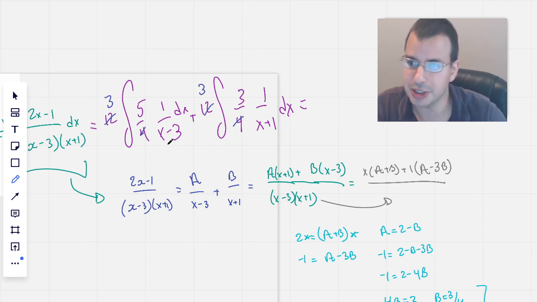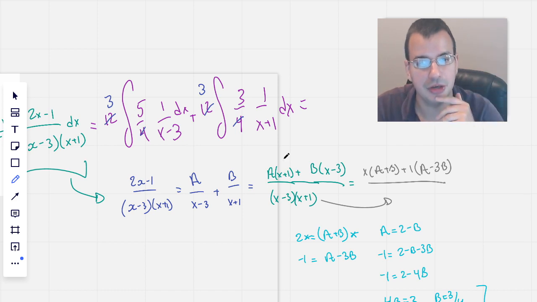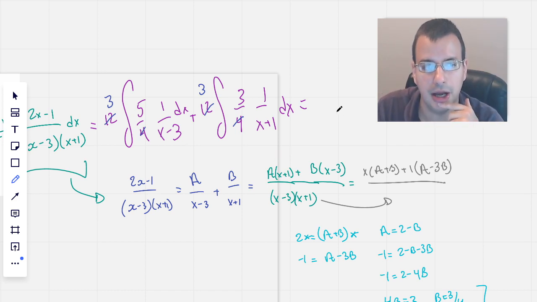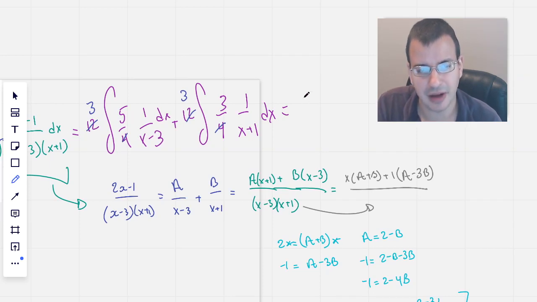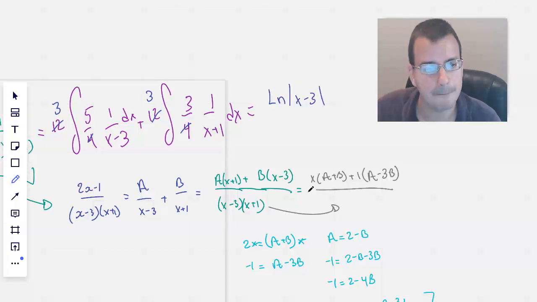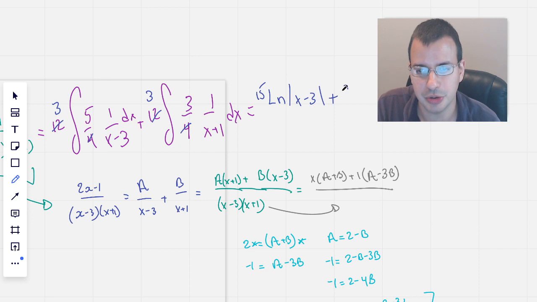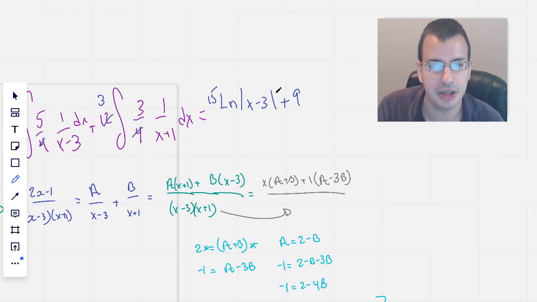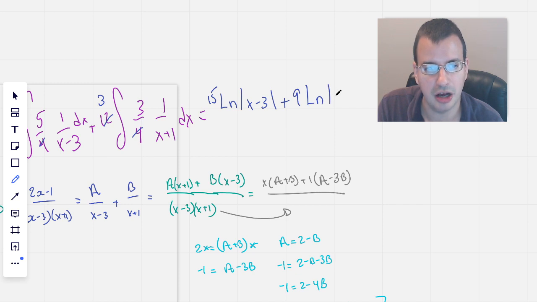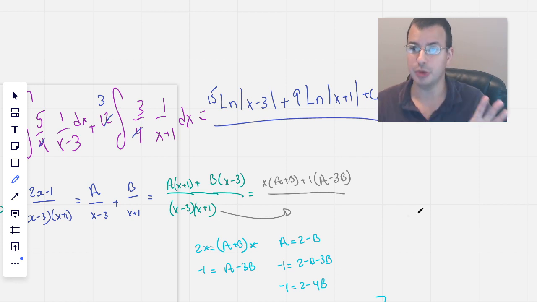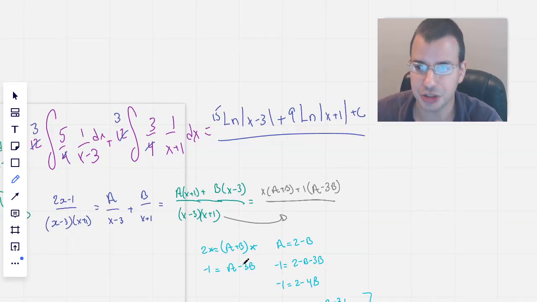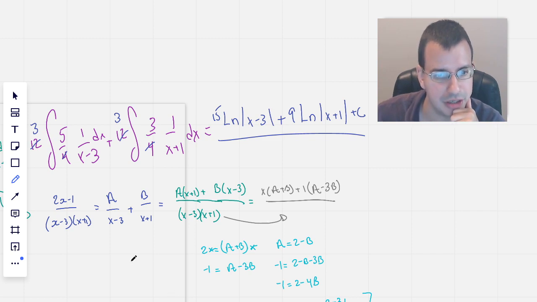Now we have the integral of 1 over (x minus 3). You could say u equals x minus 3, and then you'd get a natural log scenario. So this will be 3 times 5 natural log of the absolute value of (x minus 3), plus, I forgot the 15, because 3 times 5 is 15, plus 3 times 3, which is 9, times natural log of the absolute value of (x plus 1), plus C. And so that's how you would approach this problem, using partial fractions to decompose your fraction.